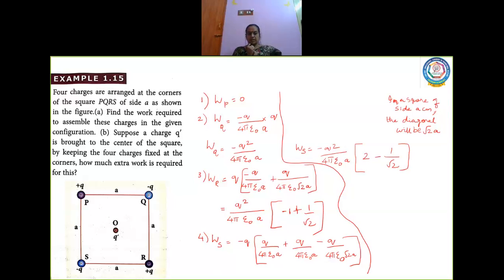Suppose a charge q dash is brought to the center of the square by keeping the 4 charges fixed at the corners. How much extra work will be done? Okay. So the work required to bring the charge q dash to the center of the square is q dash times the potential at the center due to all the 4 charges, right?